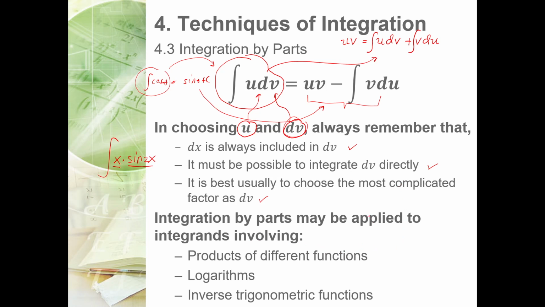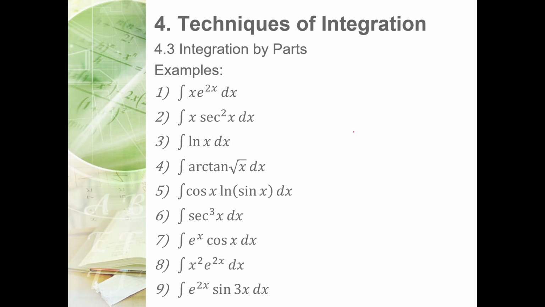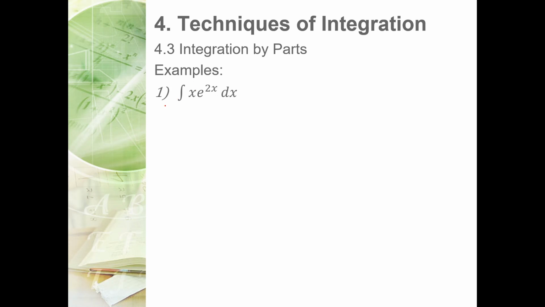As you can see in the bottom part, the product of different functions is primarily the use of integration by parts. It may be used on logarithms and inverse trigonometric functions. So let's discuss number 9. As you can see here, you have two different functions. One is algebraic, the x term. The other one is your exponential function.